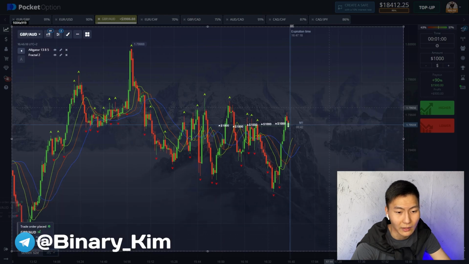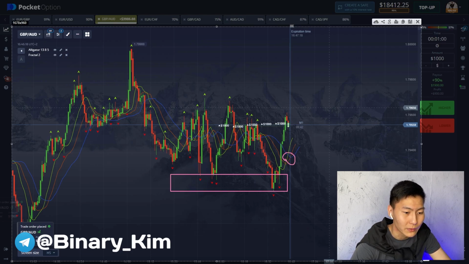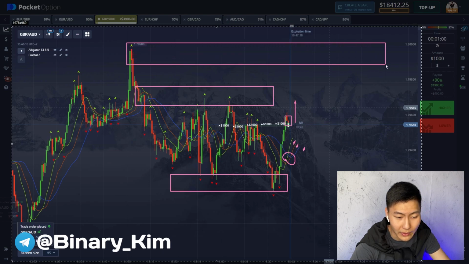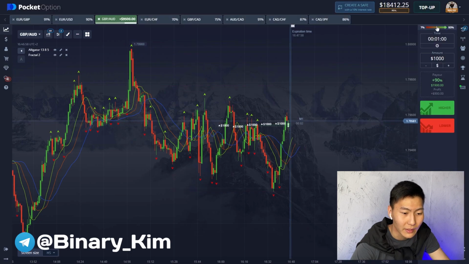Long explanations are no longer required here. The price rejected from the support zone and started going upwards. The crossing of the moving averages, the elongated jaws are facing upwards. We also see this correction here. We can assume that this was the touch of the support zone, but it's not that. The support zone is actually here and the price should move higher. I'm sure about the straight entry.